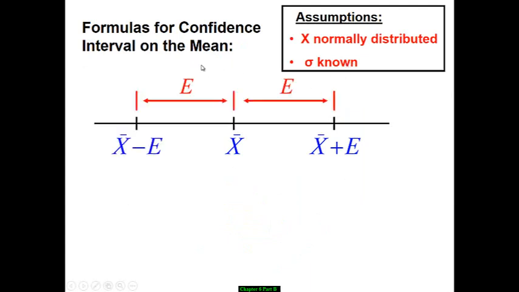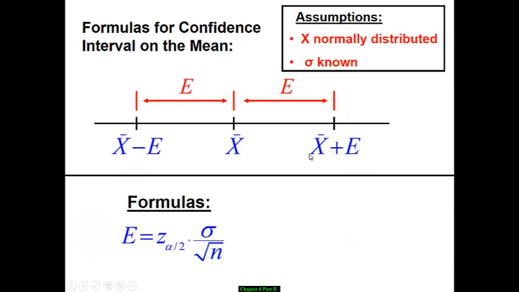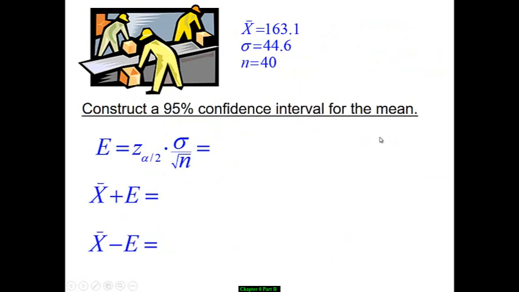Okay? This is your margin of error. So let's look at our sample again, our example. This is the formula for the margin of error, and this is how you get the lower and the upper limits. So our first step is to find our margin of error. We have to find the critical value for 95%.